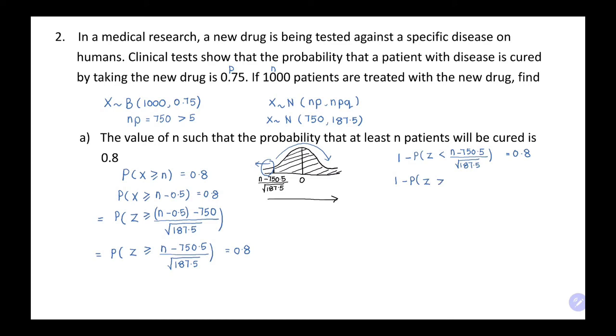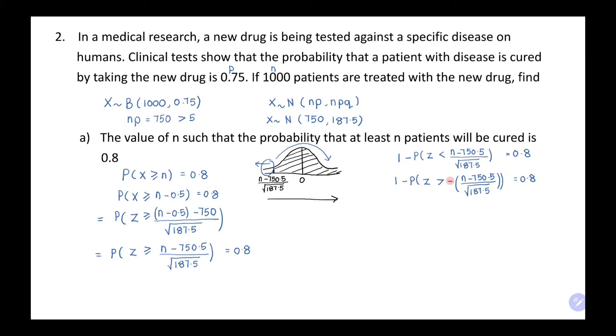Asalnya value Z adalah negative number, N minus 750.5 divided by square root of 187.5. Nombor ni adalah negatif. Dia berada di kawasan negatif. Bila kita ubah ke sebelah, dia akan jadi positif. So bermaksud dia kena darabkan dengan negatif. Contohnya, katalah value di sini adalah negatif 3. So kalau kita pindahkan ke sebelah, kita akan dapat 3. So nak dapatkan 3 ni, mestilah kita darabkan semua ni dengan negatif. That's why saya letak negatif dekat sebelah value Z ni.